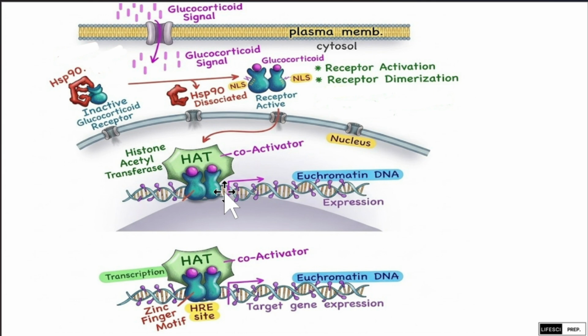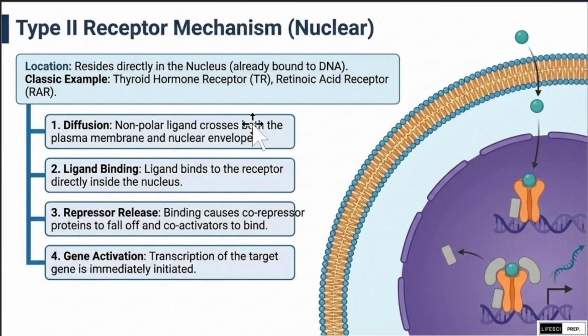One thing, the ligand binds at the HRE site, where it actually works or gives expression. Next, the type 2 receptor. The type 2 receptor is mostly present in the nucleus, where different ligands directly pass through the plasma membrane and through the nuclear pore and act in the nucleus.